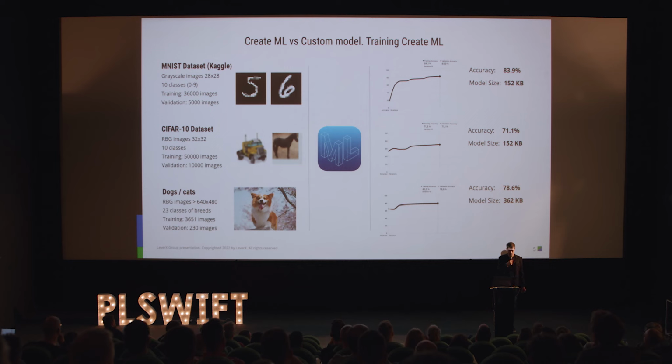When you first see this result, you might think, why do we have the same model size when the input images have different sizes, like 28 by 28 and 32 by 32, but the outcome is the same? We'll see it later when we make some surgery on these models.